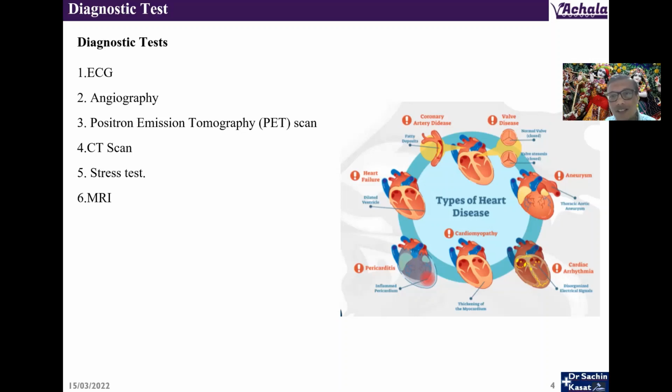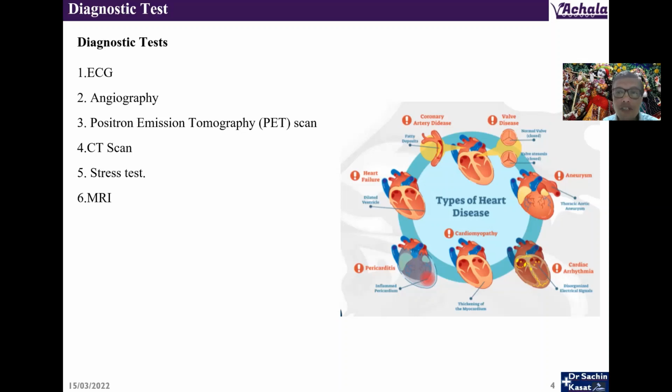So whether the disease is a valve disease or an aneurysm or an arrhythmia or a cardiomyopathy or a pericarditis or a heart failure or a coronary artery disease, everything is going to reflect on your ECG, which is the graphical representation of the electrophysiological impulses which are happening in your heart muscles. That is why ECGs are important.